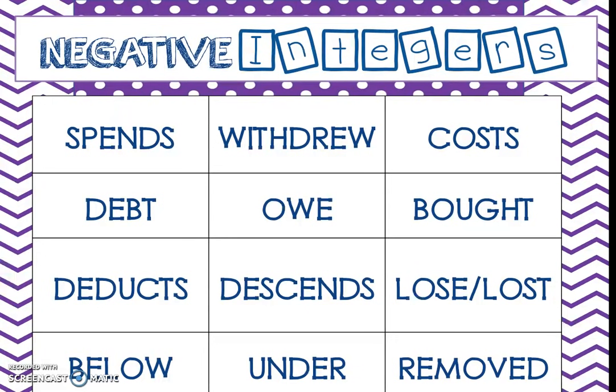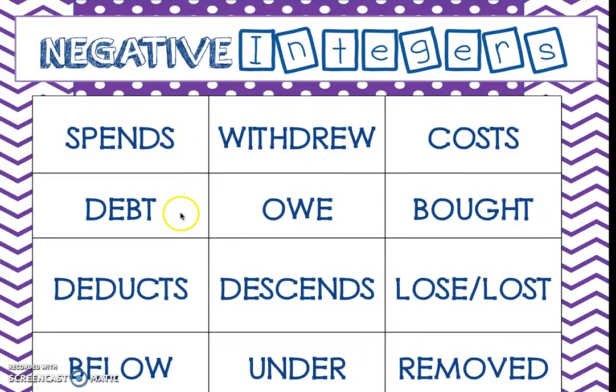So words that indicate negatives are words like spends. If you spend money, you don't have it anymore. It's a negative, okay? The word withdrew is actually the opposite of deposit. So if I go to the bank and I tell them I want to withdraw $20 from my account, I'm taking that $20 out. So since I'm taking it out, withdraw or withdrew represents a negative, okay? If something costs money, okay, we have to pay that money out. It's not ours anymore, so it's a negative.